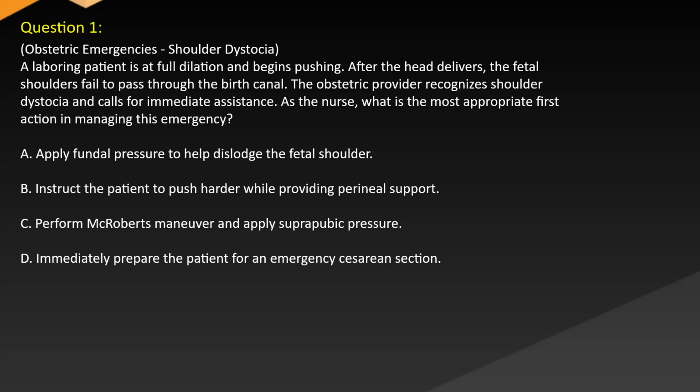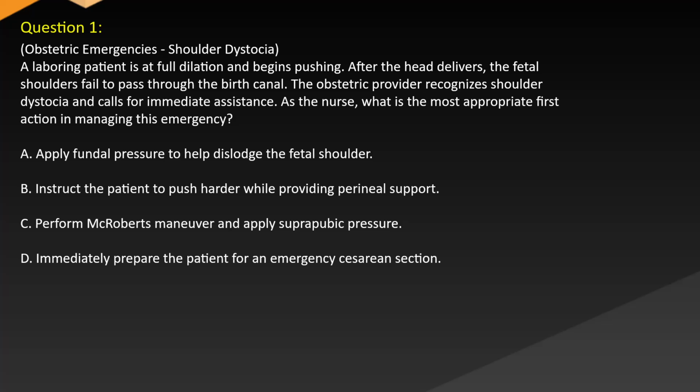Question 1. Obstetric emergencies. Shoulder dystocia. A laboring patient is at full dilation and begins pushing. After the head delivers, the fetal shoulders fail to pass through the birth canal. The obstetric provider recognizes shoulder dystocia and calls for immediate assistance. As the nurse, what is the most appropriate first action in managing this emergency?